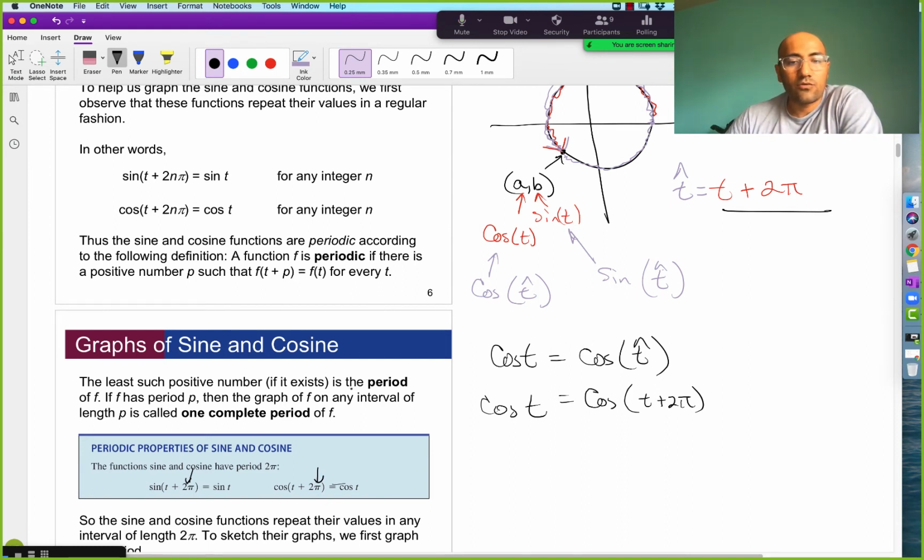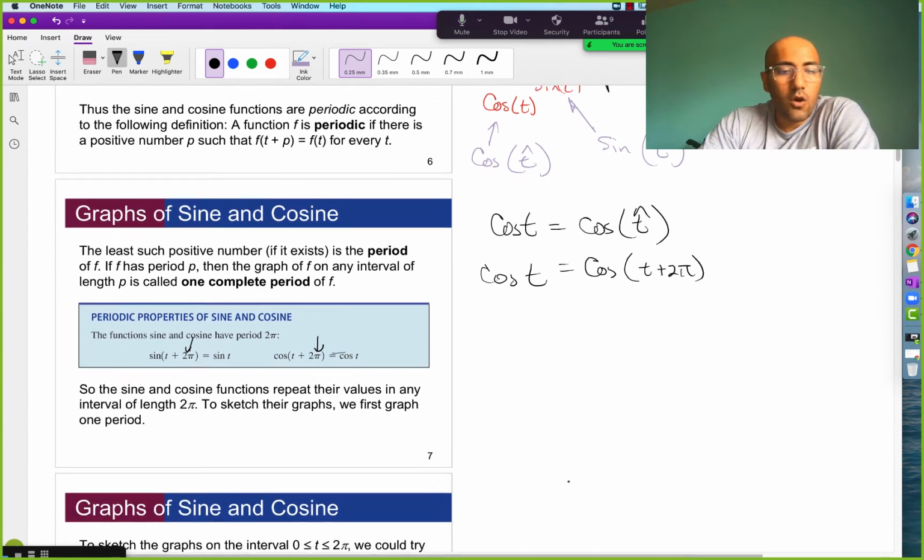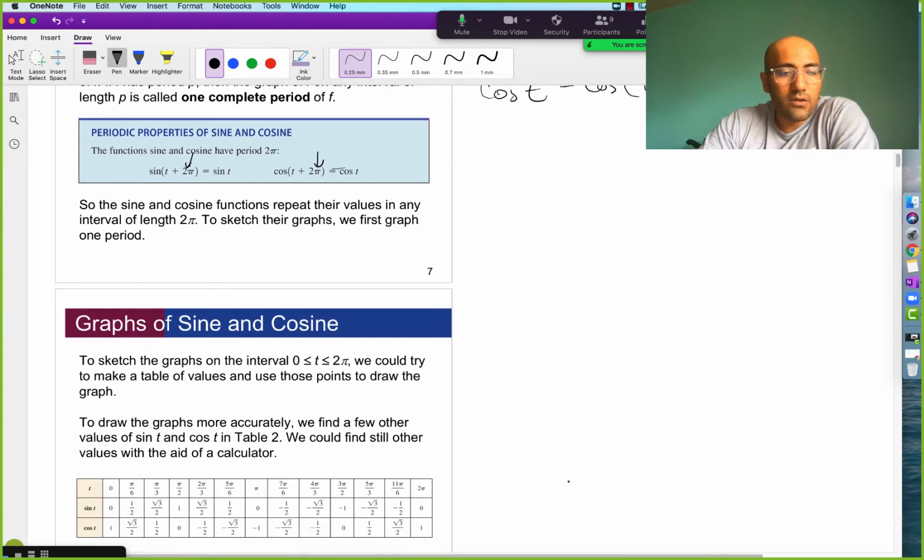When we draw one complete graph of sine from 0 to 2 pi, and then we want to move on beyond the 2 pi, then it's just going to be the same outputs, and so it'll be periodic. Good. Okay, so, and looking at their graphs.